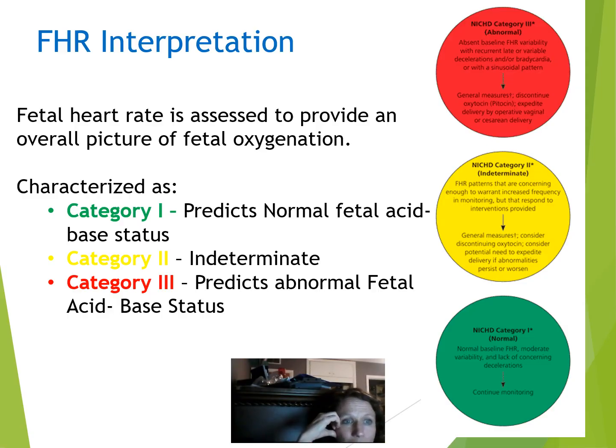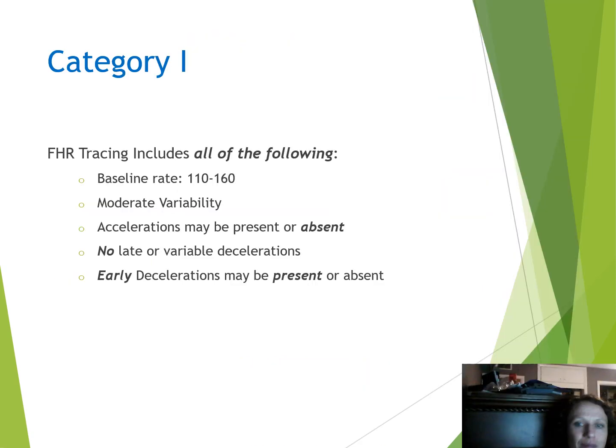So category 2 is everything else. Literally everything. Minimal variability with decels. Absent variability, but no decels. Moderate variability with some decels. Category 2. So category 2 is literally everything.